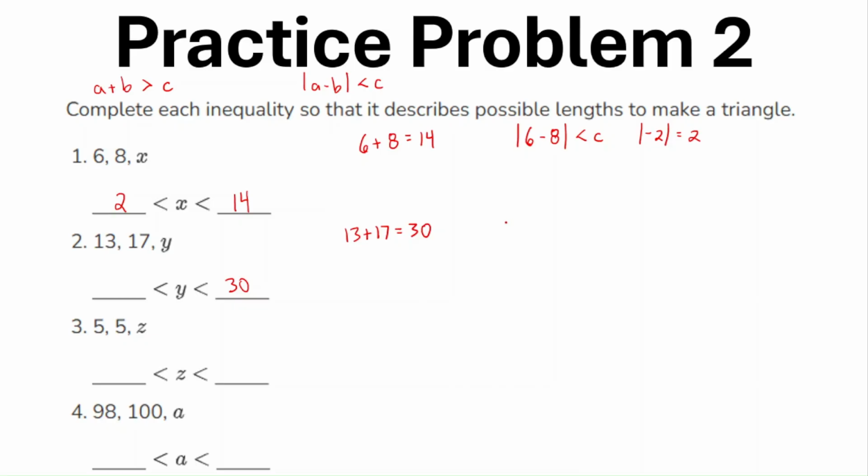On the other side, if I do 13 minus 17 and I take the absolute value, then 13 minus 17 is -4, and the absolute value of that is 4. So on the low end, this missing side y must be greater than 4, otherwise 4 and 13 are only long enough to reach the ends of 17, but not long enough to pop out and form a triangle.